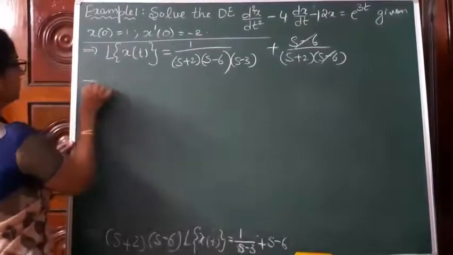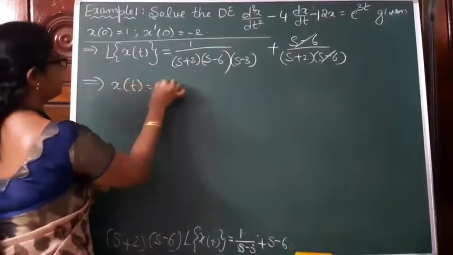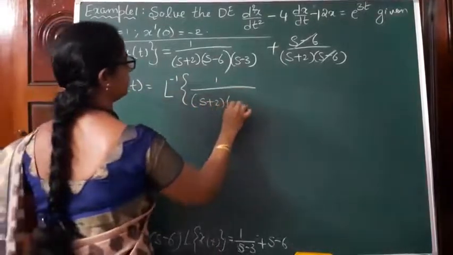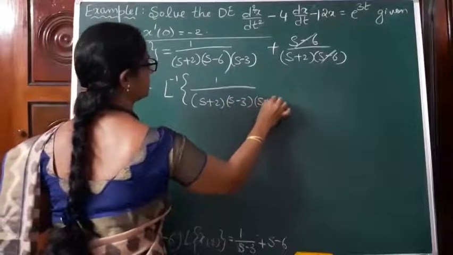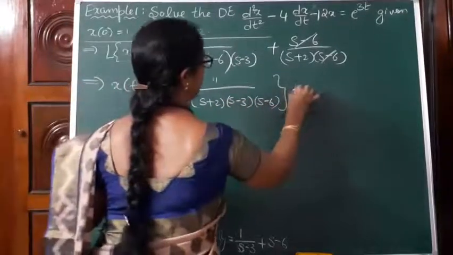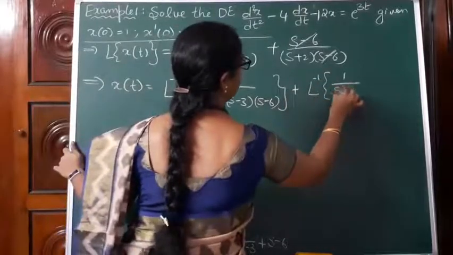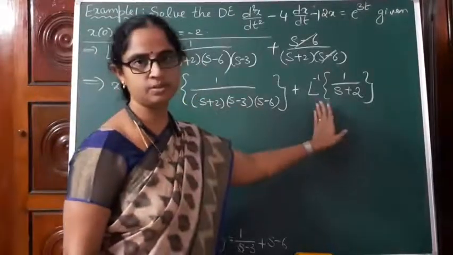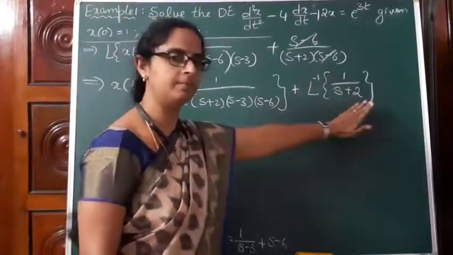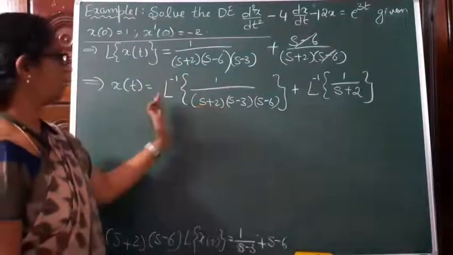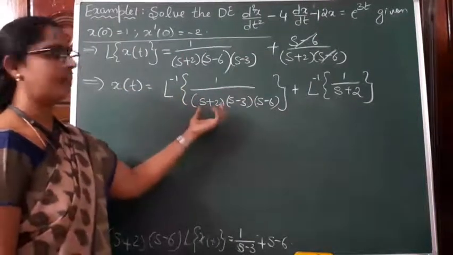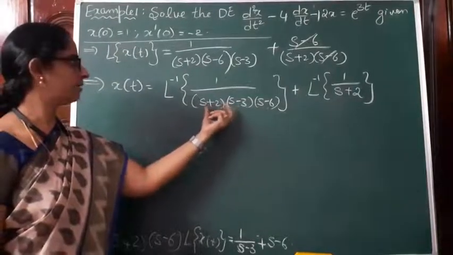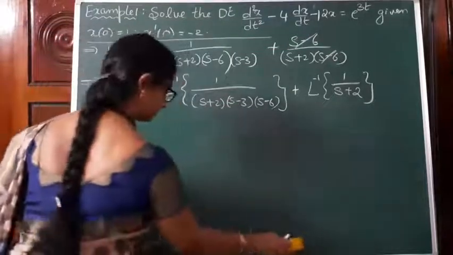So from this, what is x of t? X of t is equal to L inverse of 1 by s plus 2 into s minus 3 into s minus 6, plus L inverse of 1 by s plus 2. L inverse of 1 by s plus 2 is e power minus 2t. So we do not have any problem with this term. But here, to evaluate the inverse Laplace transform, we have to resolve this into partial fractions. So let us find the partial fractions for this function.